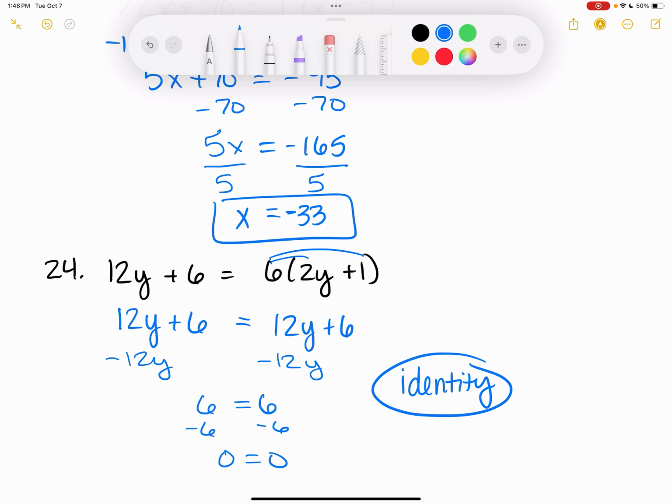That's an identity. When you get to Algebra 2, or I think we will hit it a little bit at the end of this year, when we're solving two equations with two unknowns, if you get something like 0 equals 0 that's always true, we call it infinitely many solutions. That means there's an infinite amount of solutions that will solve the problem. But that's all you need to know for right now.